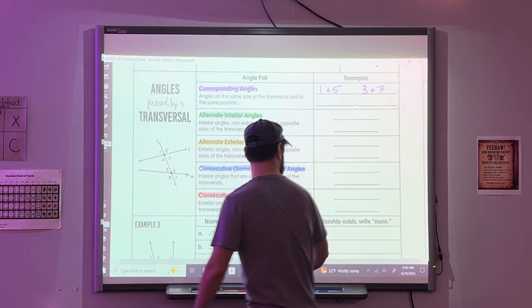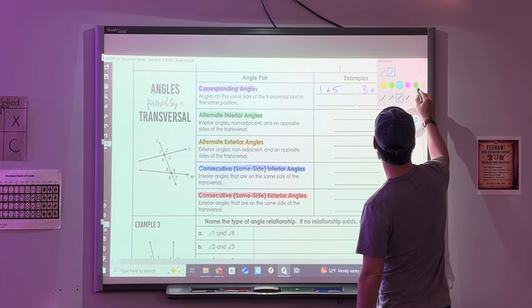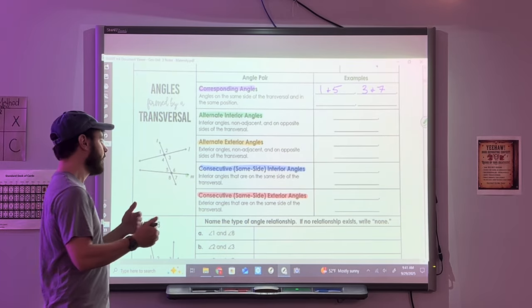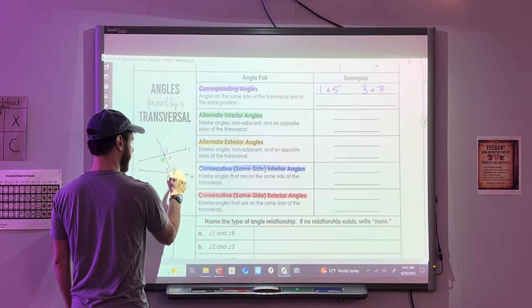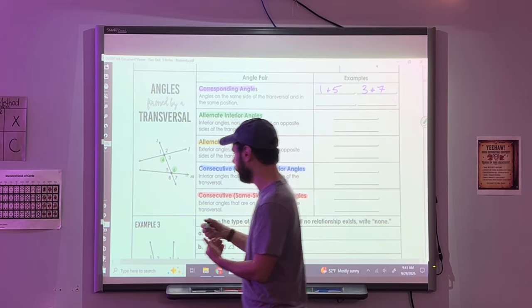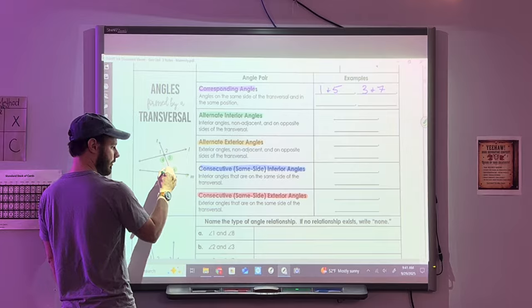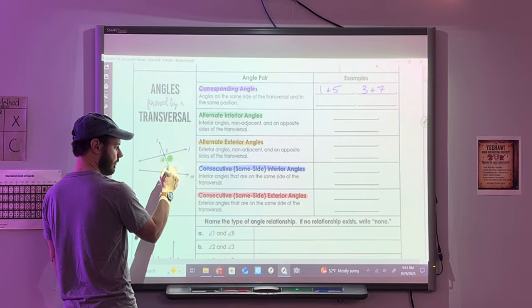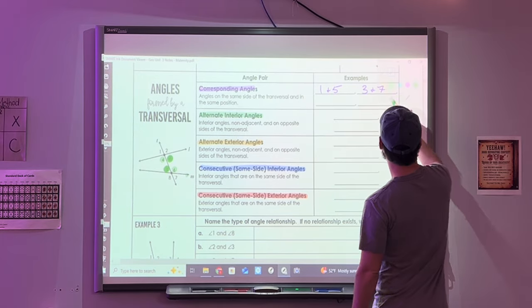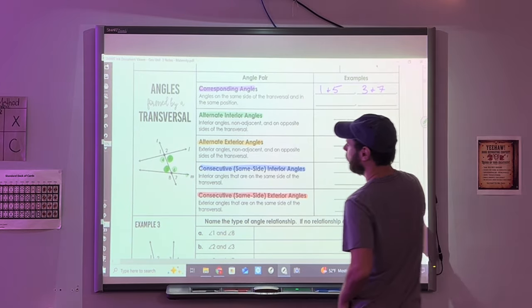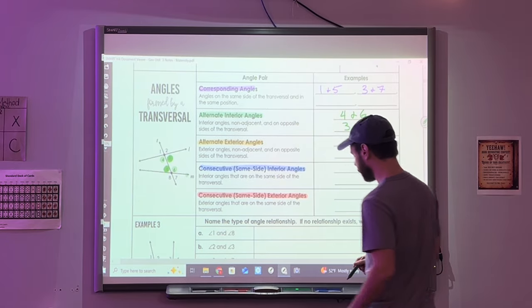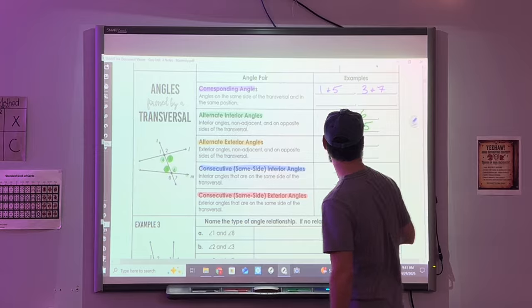So I'm talking about the numbers that are inside this shape. And then alternate, the other piece of this, means opposite side. So something like 4 and 6. That would be alternate. The only other example, well, 3 and 5. Okay, 4 and 6, 3 and 5. Those are alternate interior. 4 and 6, 3 and 5. All right, gold next.